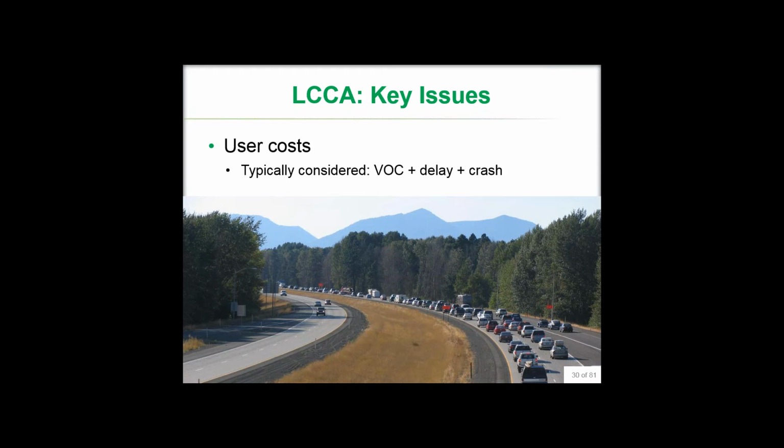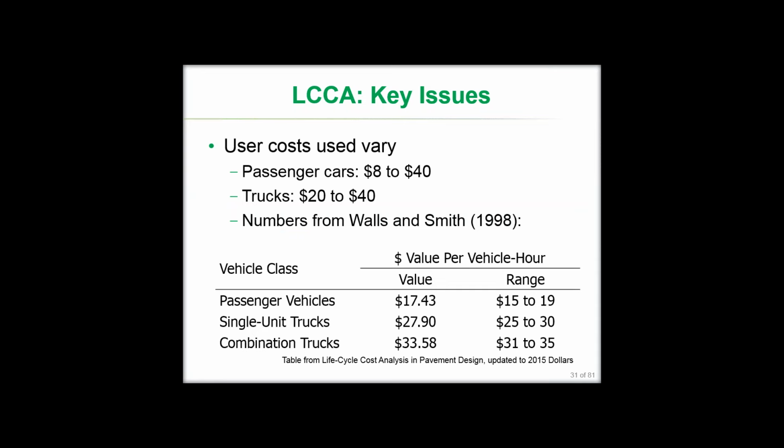And as we looked at earlier, some organizations do consider user costs and some don't. The costs, when they are considered, vary considerably. These are some numbers from that original life cycle cost analysis document to give you an idea of the range that they saw, and these are actually updated to 2015 dollars. So user costs can be pretty variable depending upon what numbers you actually use, and in fact they can be quite large, especially in urban areas.